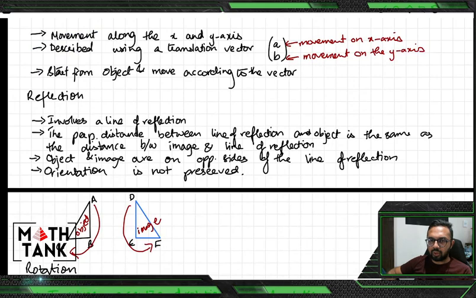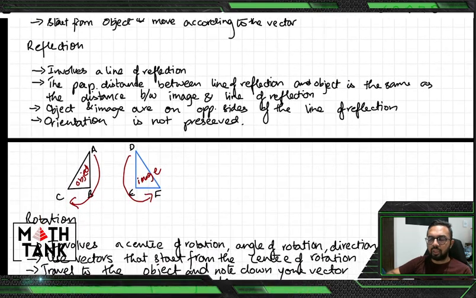Then there is reflection. It involves the line of reflection. The perpendicular distance between the line of reflection and the object is the same as the perpendicular distance between the image and the line of reflection. So you will see a basic line that separates the object and the image. We'll learn how to do that. Object and image are on opposite sides of the line of reflection. That's obvious. Orientation is not preserved.